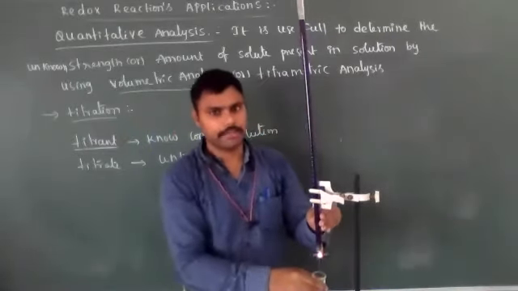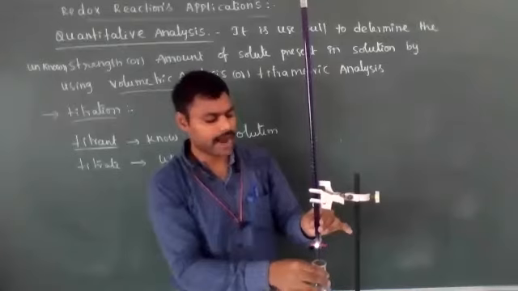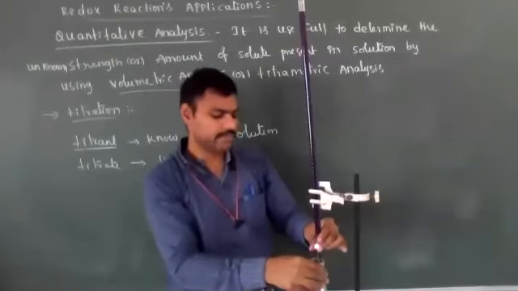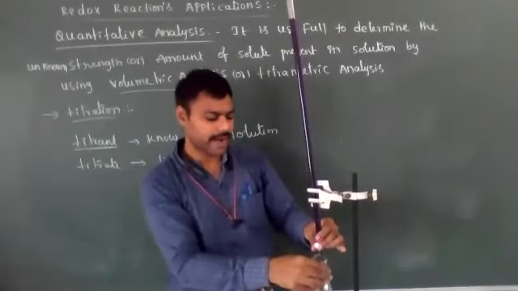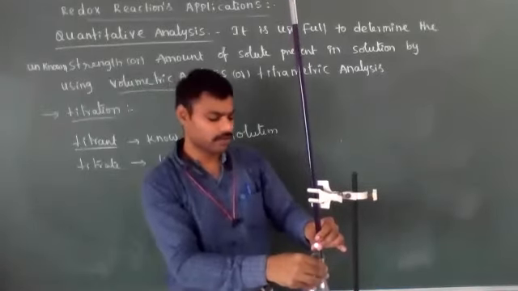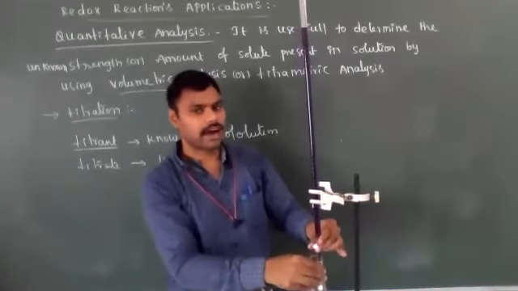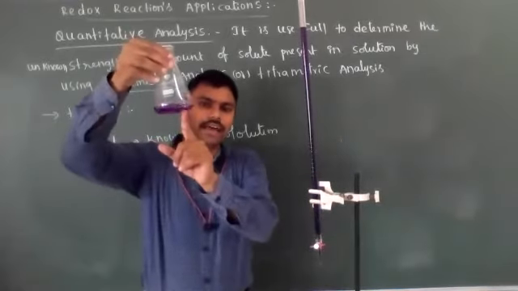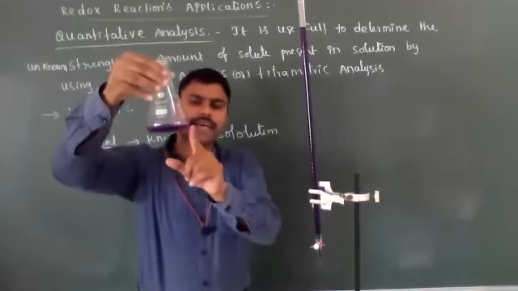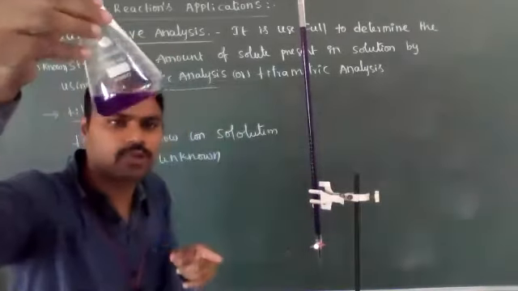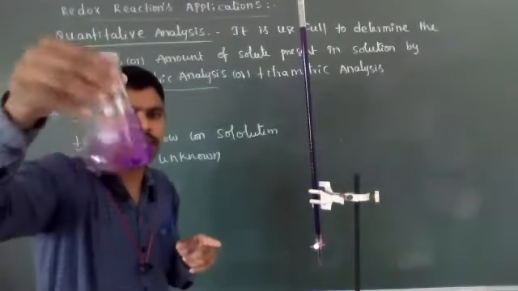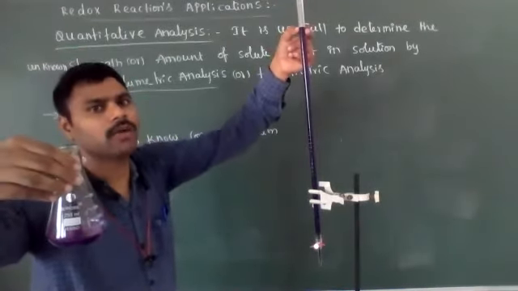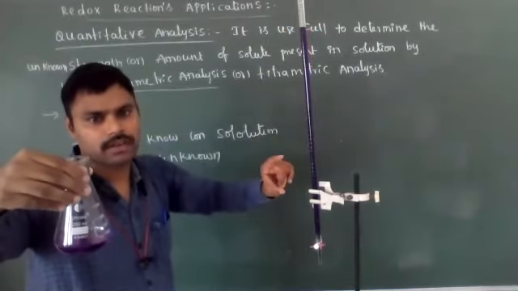Now I am doing the practical titration. Dropwise I am adding, as much quantity as is required, of the KMnO4 solution. Initially it is colorless. After that, it turns into a pale pink color. Pink color is formed. Then we have to check how much volume of KMnO4 is transferred.